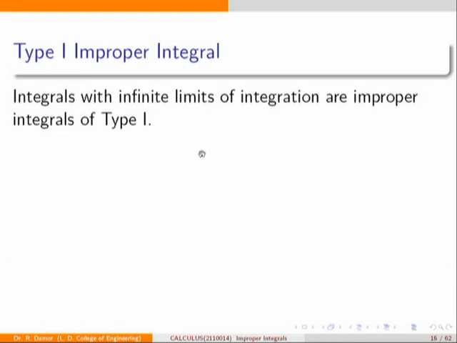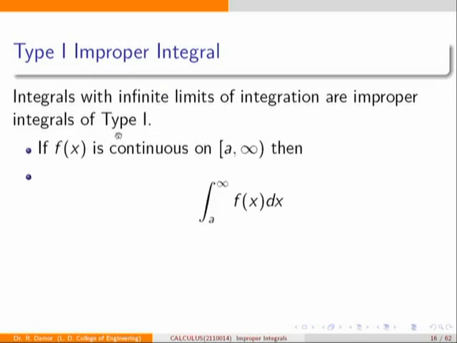of type 1. So for the first type of integral, if f(x) is a continuous function on a to infinity, then the integral from a to infinity of f(x) dx is known as the first type improper integral, because here the lower limit is as it is but the upper limit tends to infinity. So a to infinity f(x) dx is an improper integral of type 1. How do we calculate this?